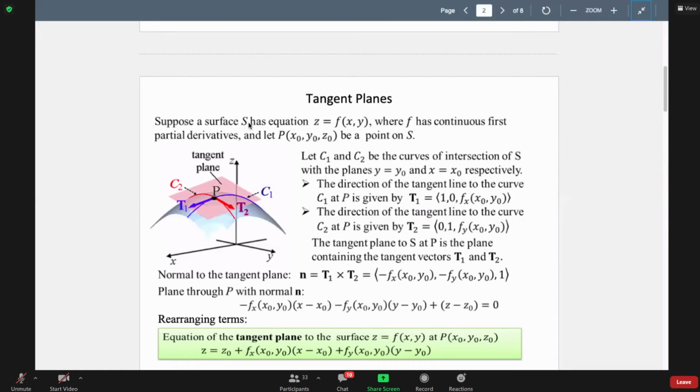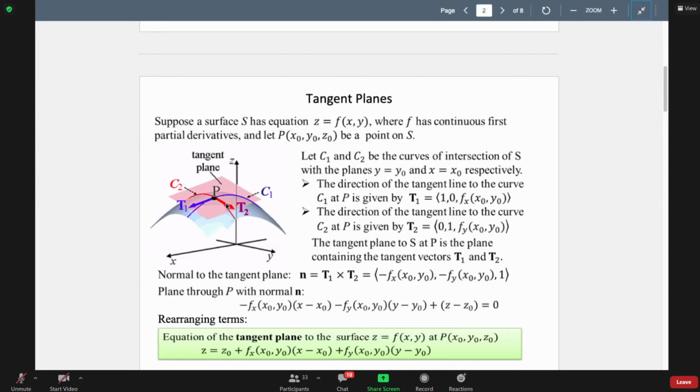You have a function, you have a surface S, which has the equation z equals f of x, y. Of course, functions of two variables in general describe a surface. This is this blue surface. Now we are assuming that function f has continuous partial derivatives, so the function is nice. And we are fixing a point P with some coordinates x0, y0, z0 on the surface. So P is a point on the surface.